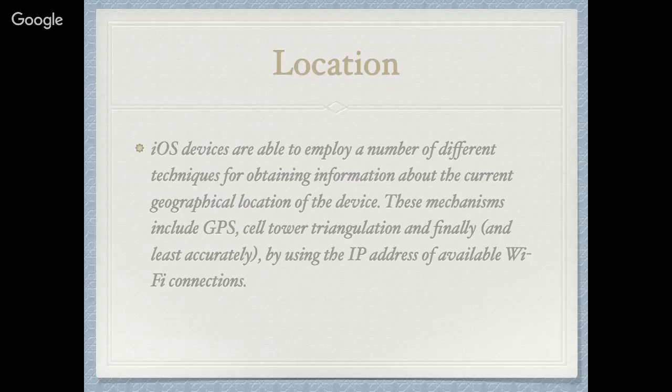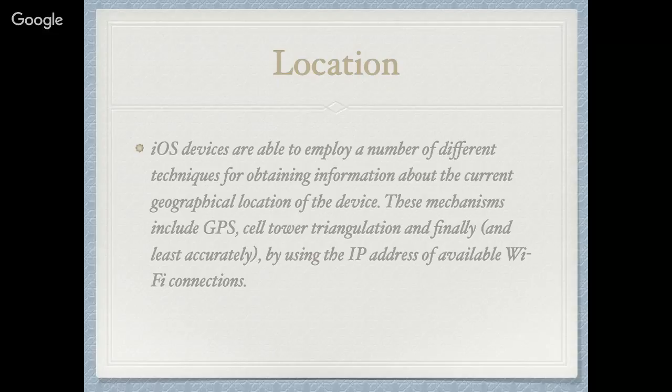So location, I'll talk a little bit about it. In iOS, you're able to employ a number of techniques for obtaining information about the current location. In the code, though, there are some triggers you have to put in the app in Swift for this to occur. Otherwise, it won't work. And we'll talk about that and show you how that works. But the mechanisms of location include GPS and cell tower triangulation.